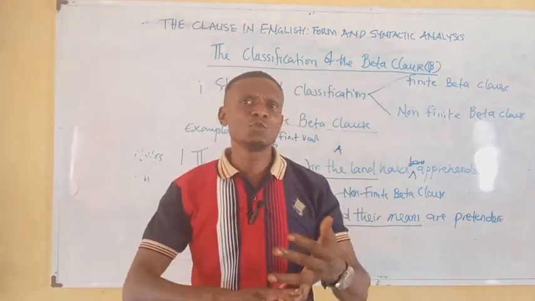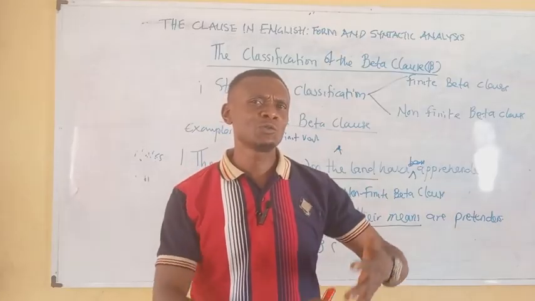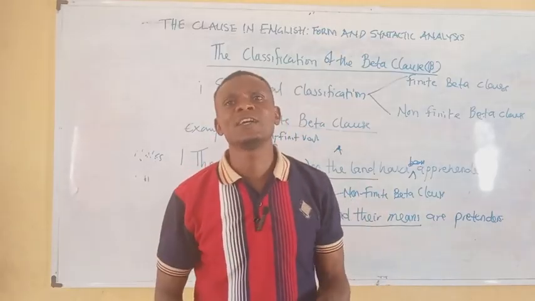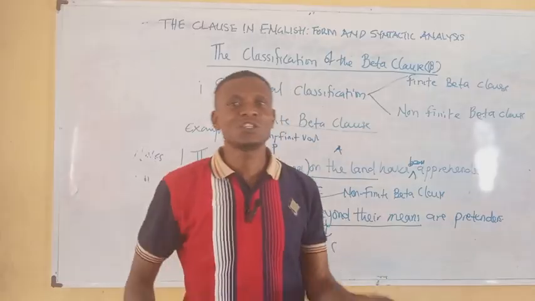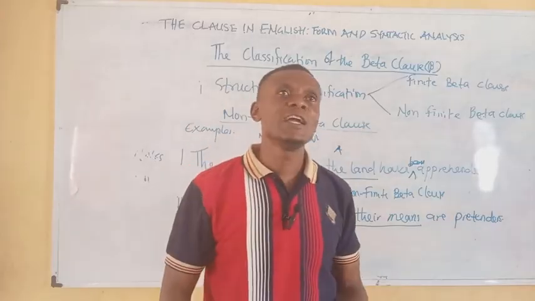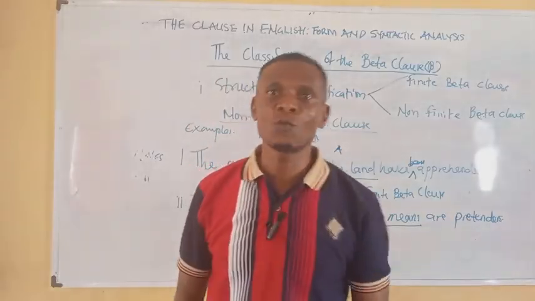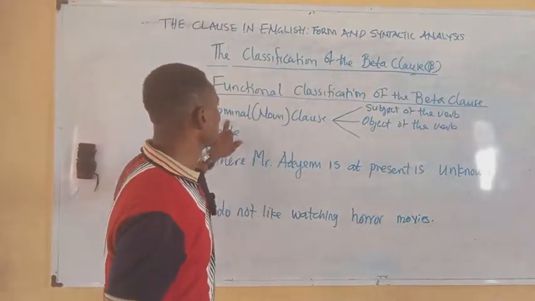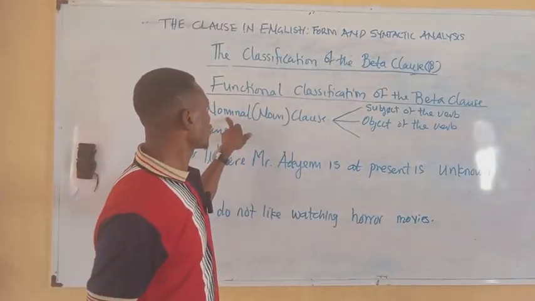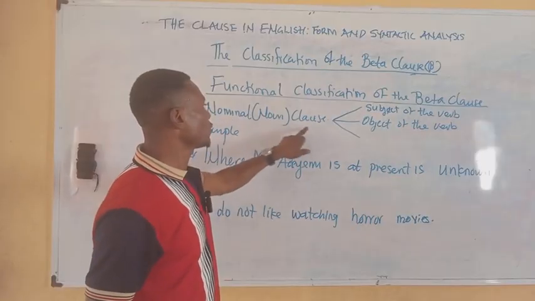When we are talking about the functional classification of subordinate clause, we are referring to the nominal clause, or you call it noun clause. Then we have the adjectival clause or relative clause. Then we have the adverbial clause. Let's take them one after the other. So number one, we have the nominal clause, or noun clause.